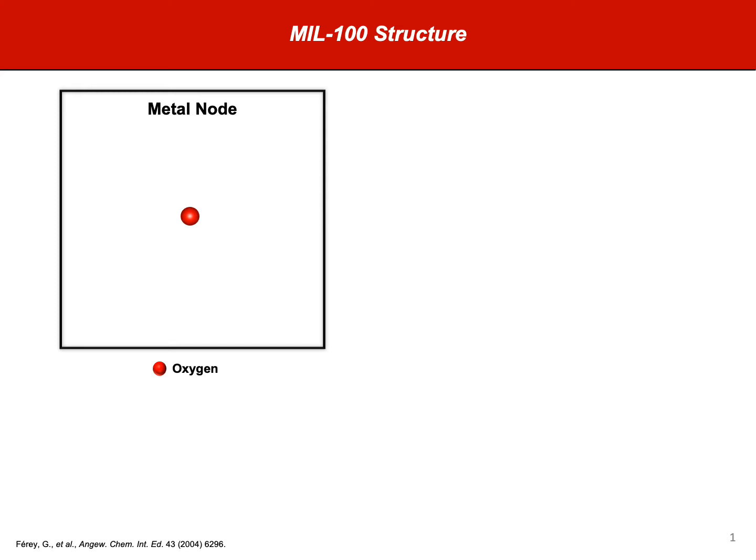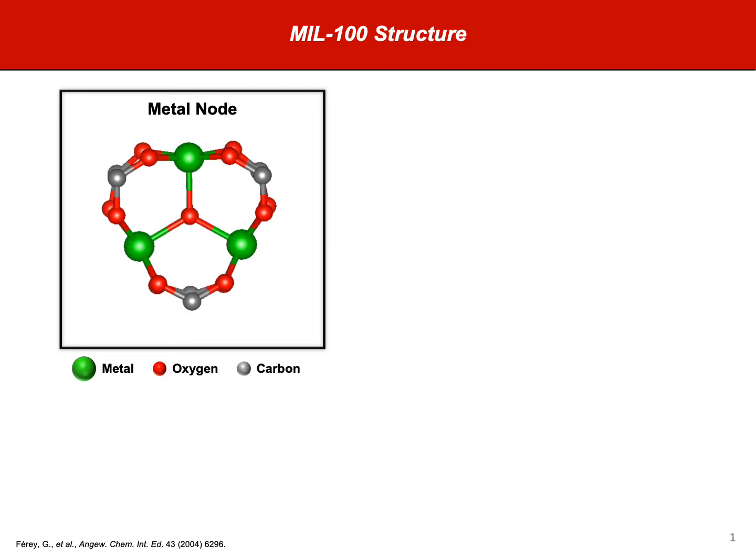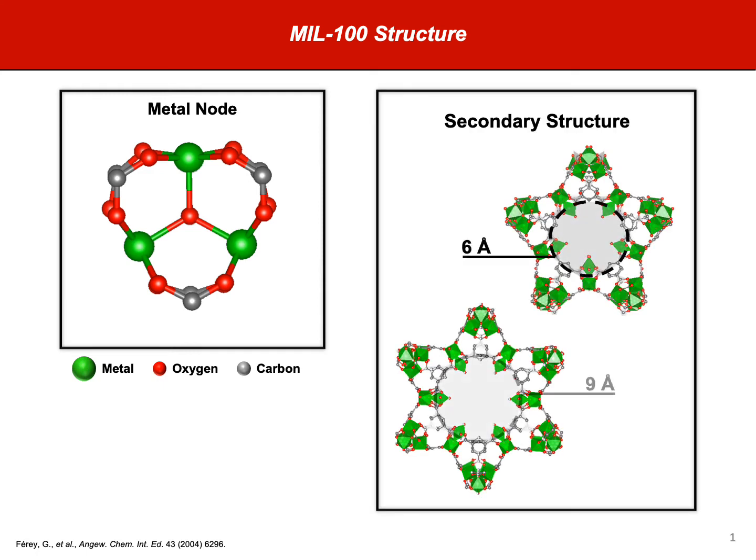MIL-100 is a metal organic framework that is comprised of trimeric oxo-centered metal nodes. So the nodes have a central oxygen which bridges three metal atoms. In our case, the metal atoms would be iron or chromium. These metal atoms are bridged by trimesate linkers, and the trimesate linkers connect these trimeric oxo nodes into an extended structure that results in two kinds of cavities, each of which are accessible through 6 angstrom and 9 angstrom windows.